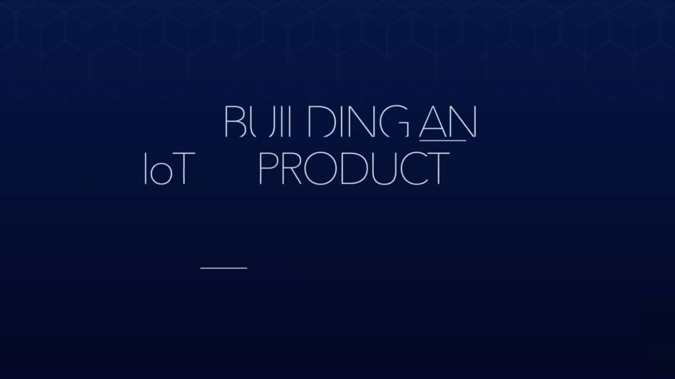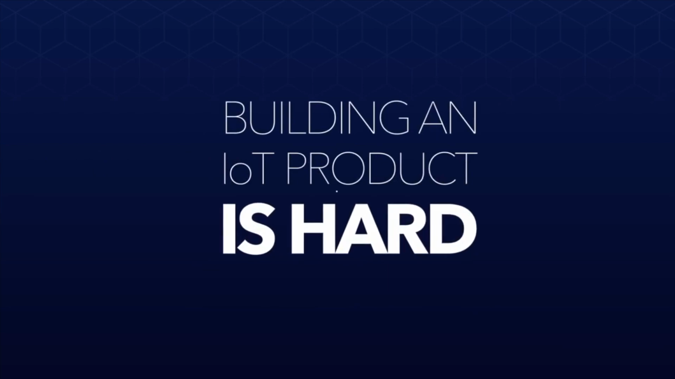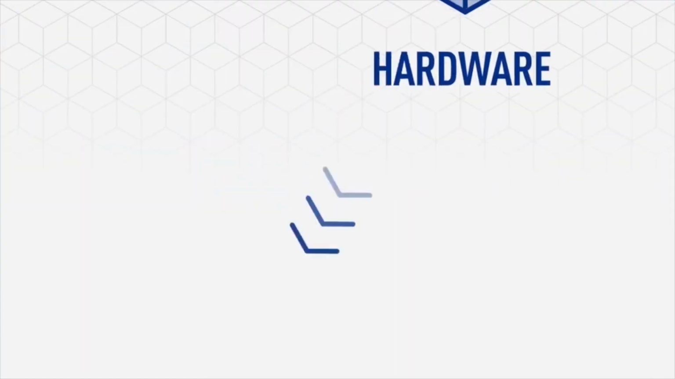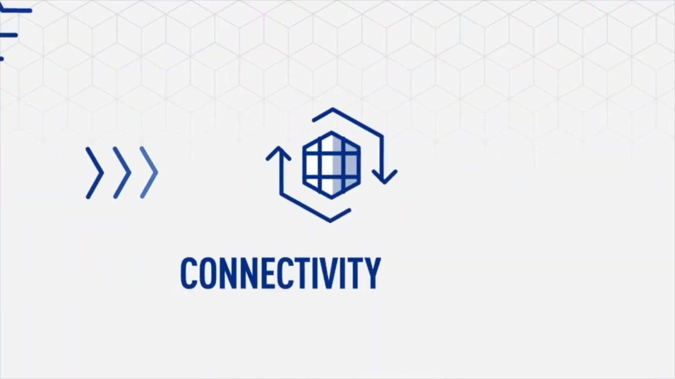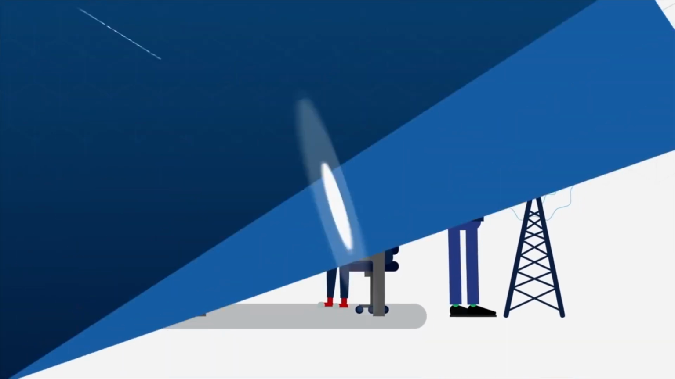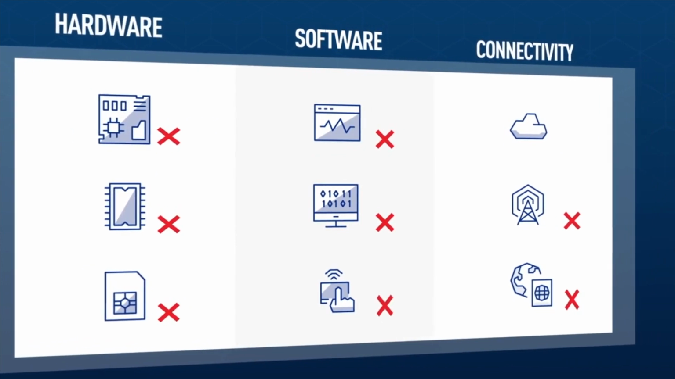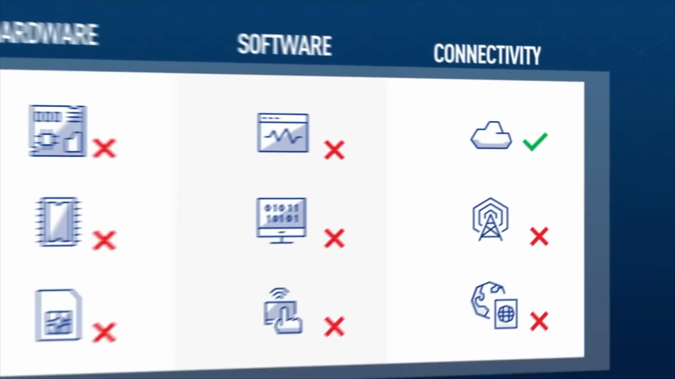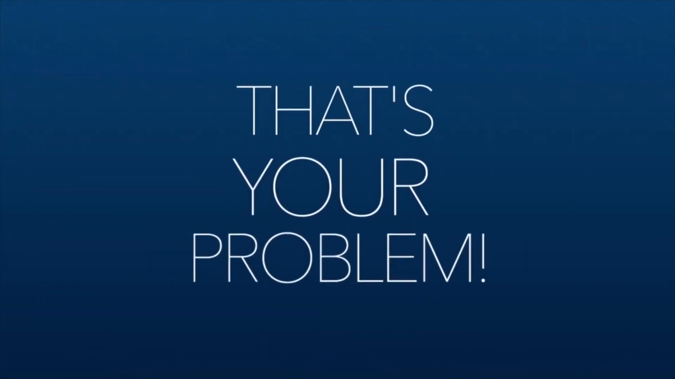It makes sense. But before that, I'm going to show you how big the IoT scope is. It's not just about the device. What if I told you that building an IoT product is hard? You have to combine three things: hardware, software, and connectivity. Each has its own challenges and requires its own expertise. There are plenty of companies that do one of these things, but they tend to ignore the rest. They'll tell you, that's your problem.